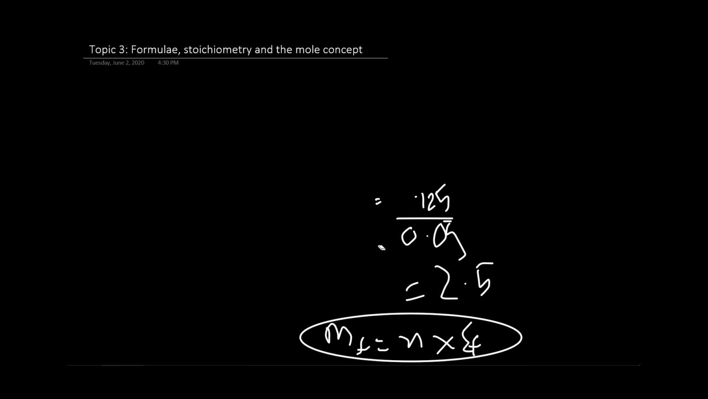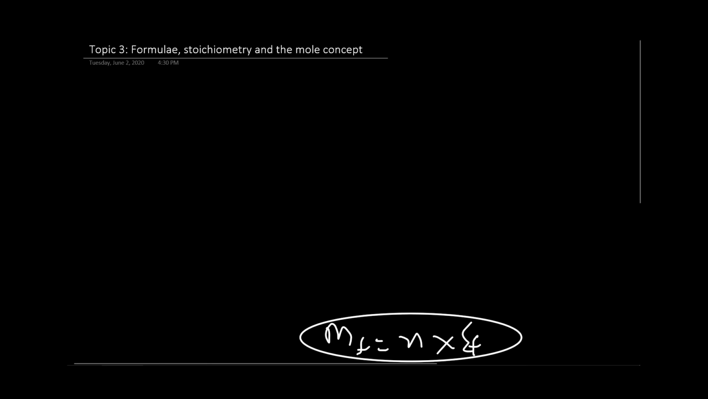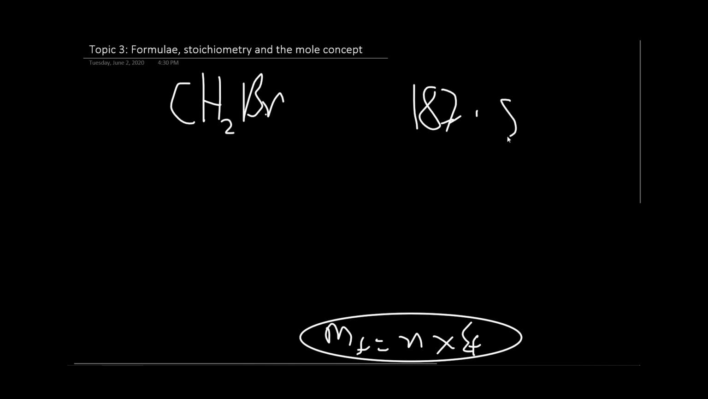Consider the question: a compound has an empirical formula of CH2Br. This is the empirical formula of this compound, and the relative molecular mass of this compound is 187.8. The question is, deduce the molecular formula of this compound.